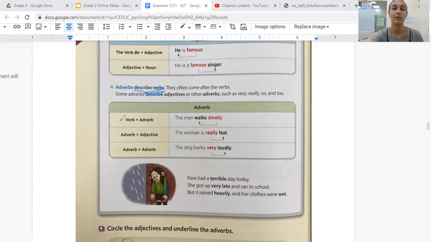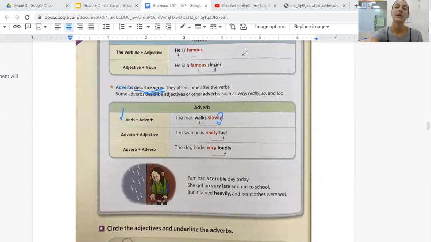Let's look at that first right here. We have the verb, then the adverb. The man walks slowly. Here's our verb, here's our adverb. It's describing the verb. Now, a lot of the times we will add ly or a y to the end of our word to change it into an adverb.